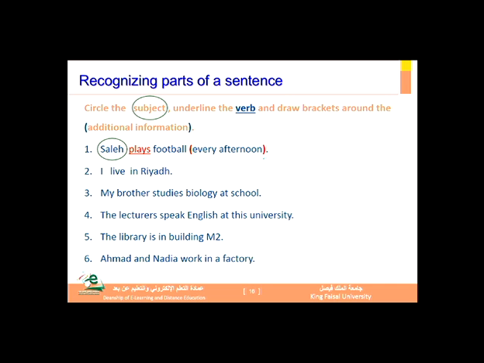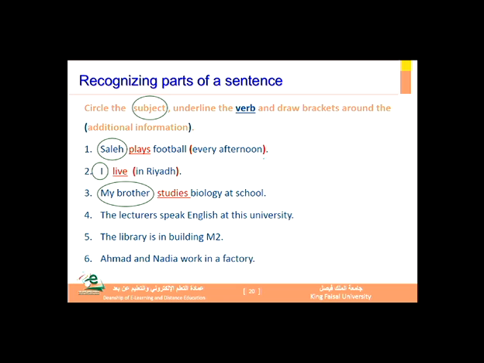Following sentence, I live in Riyadh. I is the subject, so we circle the subject. Live is the verb, so we underline the verb. In Riyadh is extra information, so we are going to use brackets around in Riyadh. Similarly, my brother studies biology at school. My brother is the subject, so we circle the subject. Studies is the verb, so we underline the verb.